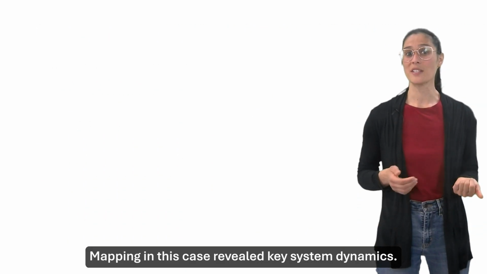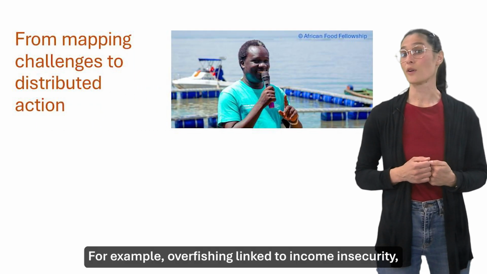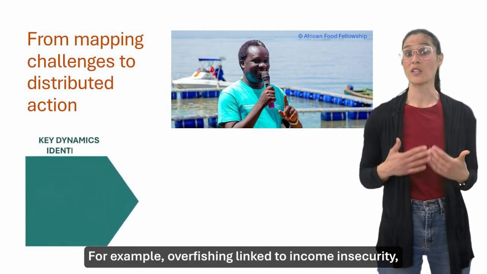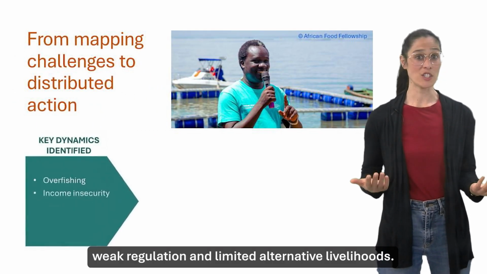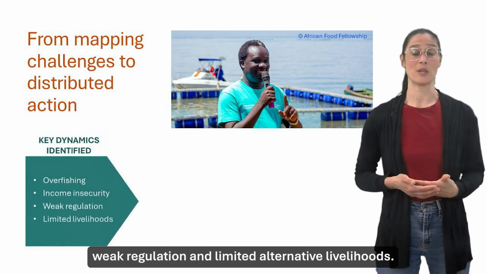Mapping, in this case, revealed key system dynamics. For example, overfishing linked to income insecurity, weak regulation, and limited alternative livelihoods.